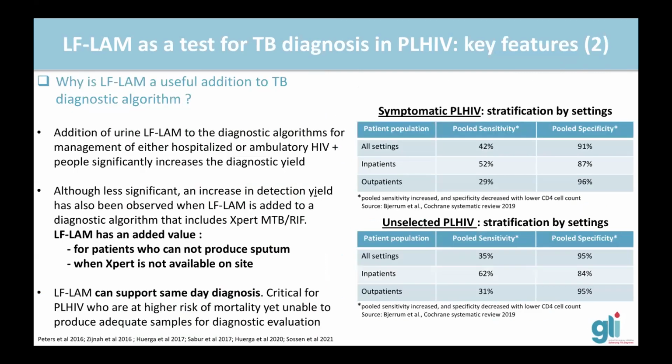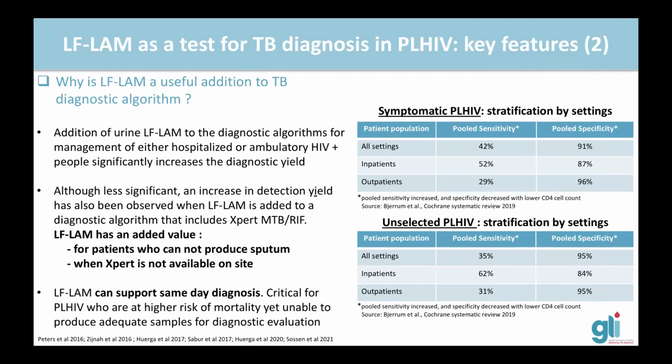So why is lateral flow LAM a useful addition to the TB diagnostic algorithm? In the last few years, there has been compelling evidence showing that the addition of urine lateral flow LAM to the diagnostic algorithm for management of either hospitalized or ambulatory people living with HIV can significantly increase the diagnostic yield. Although less significant, an increase in diagnostic yield can also be observed when lateral flow LAM is added to a diagnostic algorithm that includes Xpert MTB/RIF.